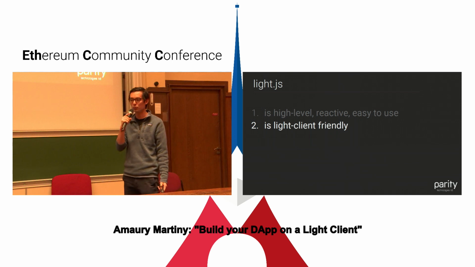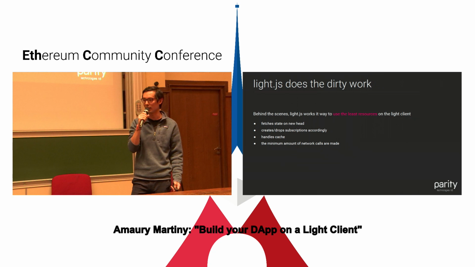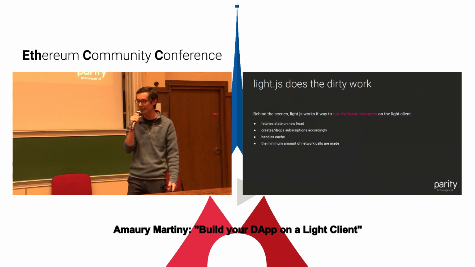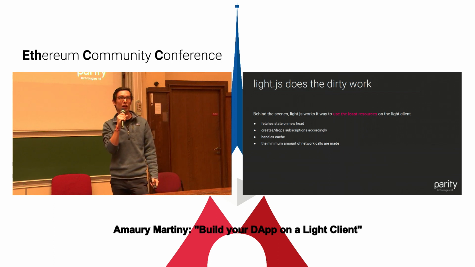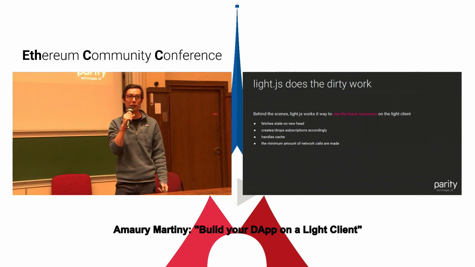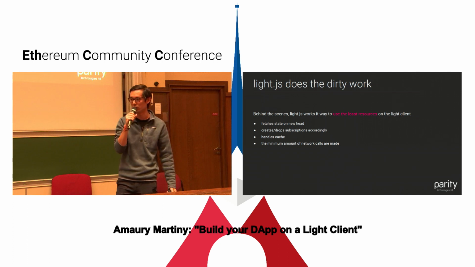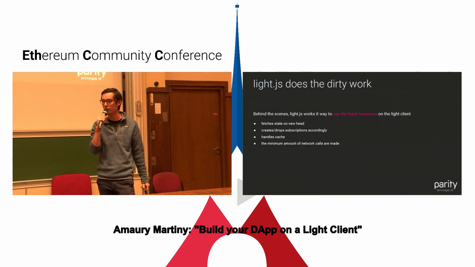So I'll go more into this point more specifically. Why is Light.js light client friendly? Behind the scenes, Light.js basically manages to use the least possible resources it can to make your dApp work. For example, it only fetches states on a new head, and only fetches states when you want some state in your dApp. If you don't want any, it doesn't even fetch the new head.